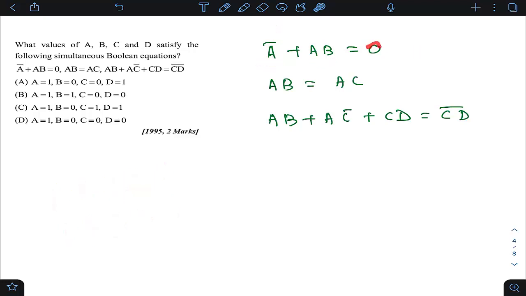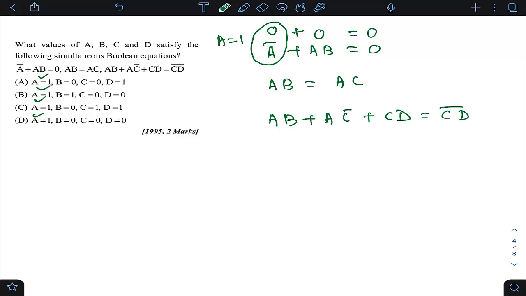So if you want this to be 0, then this term should be 0 and that term should be 0. If one is 1, then 1 plus something is 1, and if both are 1, it is also 1. So 0 OR 0 equals 0. Since A bar equals 0, it means A equals 1, because if A equals 1, its complement is 0. So I got A equals 1.